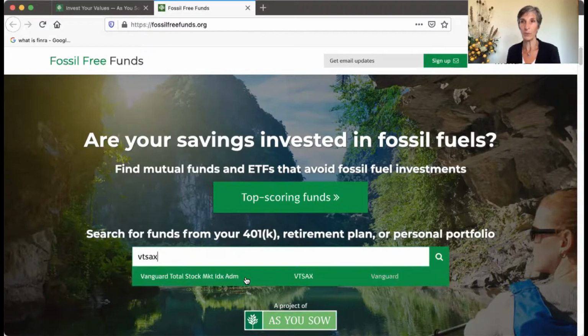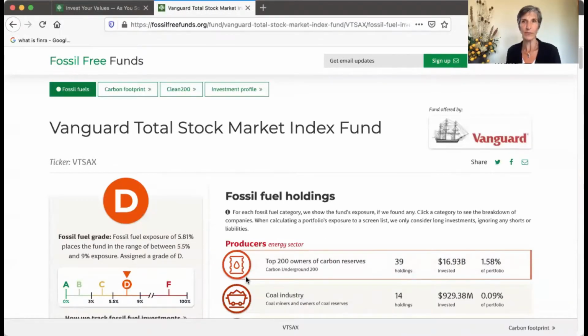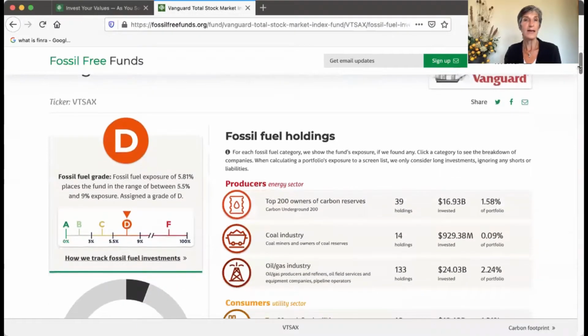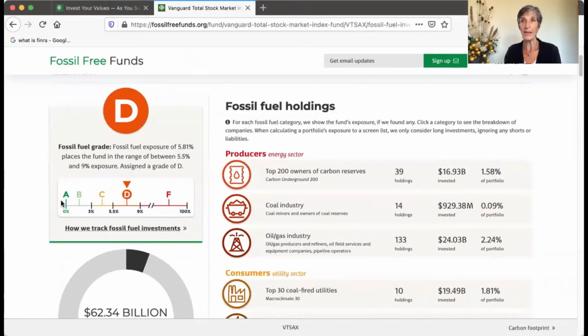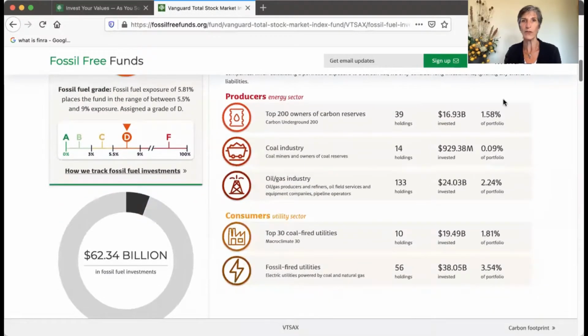So we're going to go ahead and put that in the search tool, and there it is, the Vanguard Total Stock Market Index, Admiral. And what you can see right away is that this particular fund does not do very well in terms of a grade. As You Sow will grade the funds from A to F, and in this particular case, in terms of fossil fuel, this gets a D. And the reason is because it actually holds quite a few companies in the fossil fuel industry. And we can see what those are over here on the right side of the page.